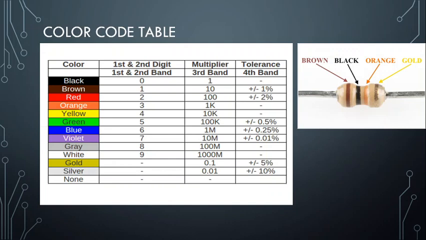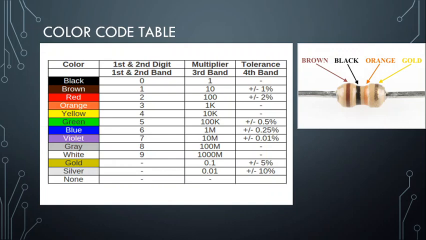Any resistor value over 1000 ohms is typically shortened using the letter K. For instance, 1000 would be 1K, 3900 would be translated to 3.9K.